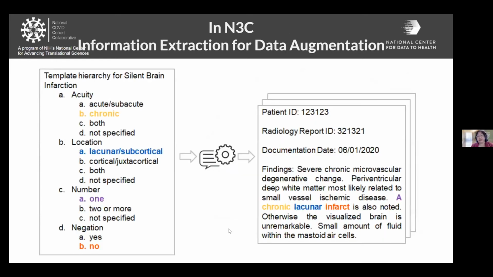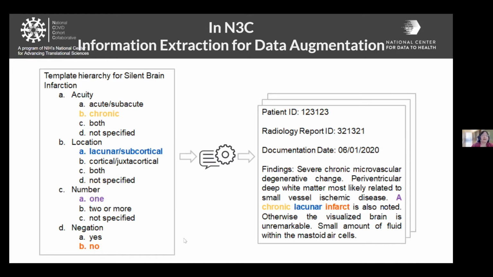So in the context of N3C, our purpose is for augmentation. We are aiming to extract clinical concepts from the text data, and through that we augment the data capture used for the analysis. This is giving you an example of what information extraction is: I give you text data and I try to fill a template, which in this specific example is silent brain infection, the template we try to fill by giving this report.